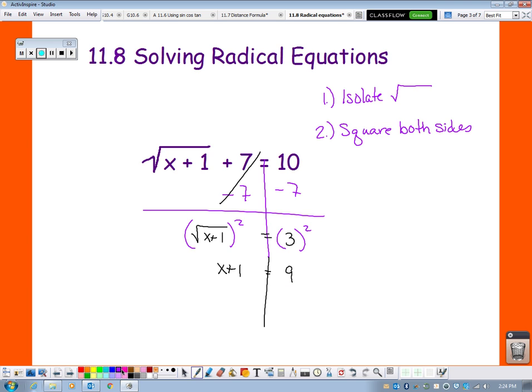Then we're just going to keep solving whatever's left until we get x by itself. So in that case, minus 1, so x equals 8. I can write a third step in here, keep solving.